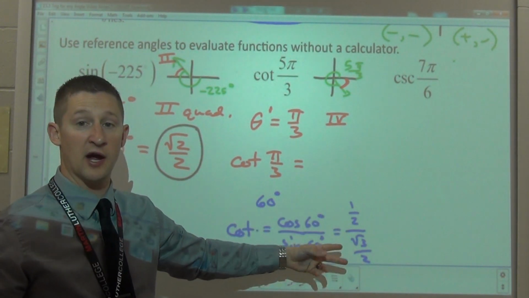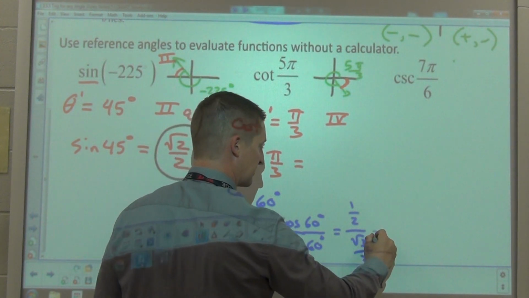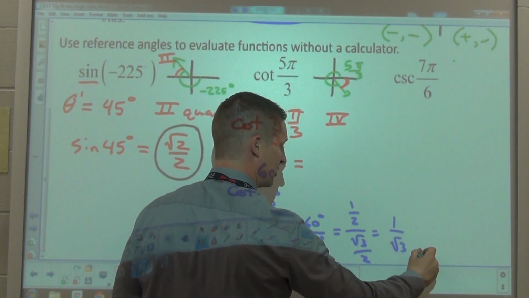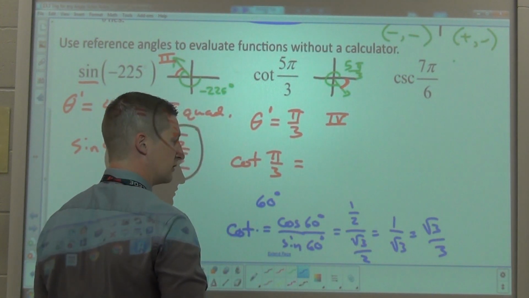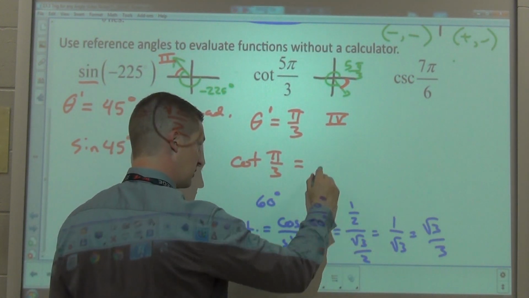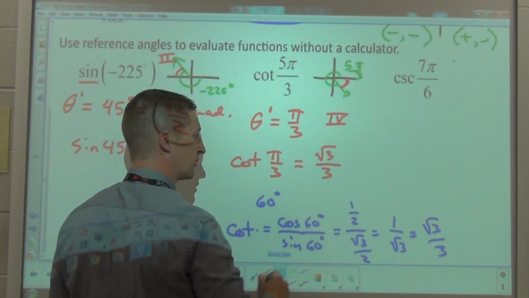Fraction divided by fraction, multiplied by the reciprocal. I'm going to end up with 2's canceling. That's going to be 1 over the square root of 3, which will simplify into the square root of 3 over 3. So, cotangent of 1/3 pi is the square root of 3 over 3.